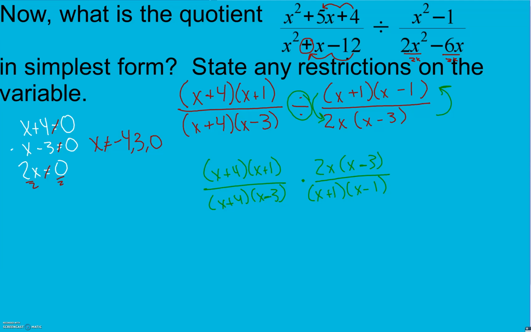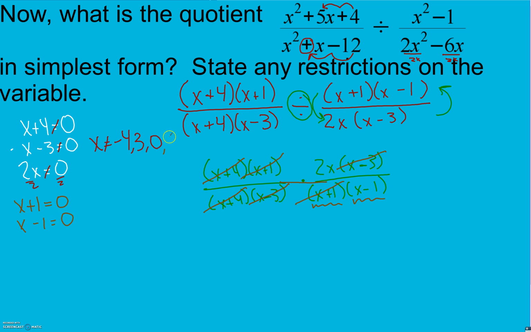Now that we're multiplying, we can go straight across. And anything that's in the numerator and denominator, we can cancel out one set of. X plus 4 divided by itself is 1. X minus 3 divided by itself is 1. X plus 1 divided by itself is 1. We also have to make sure that we check our new denominators for restrictions.